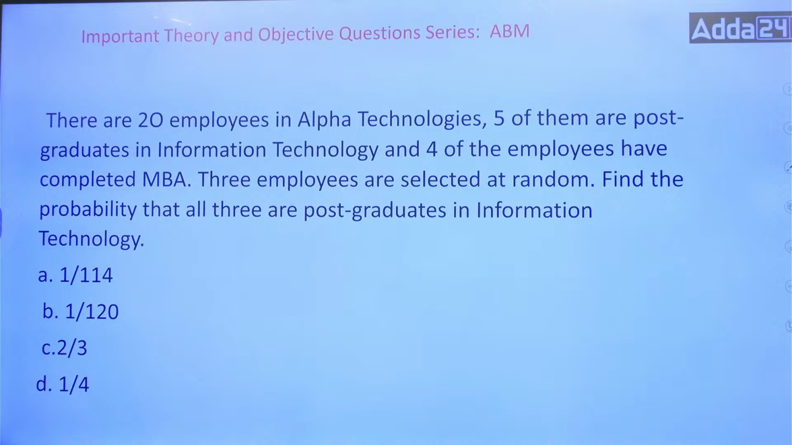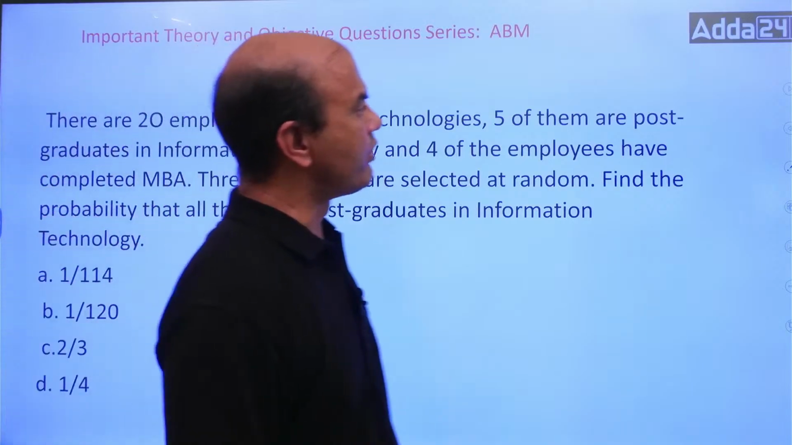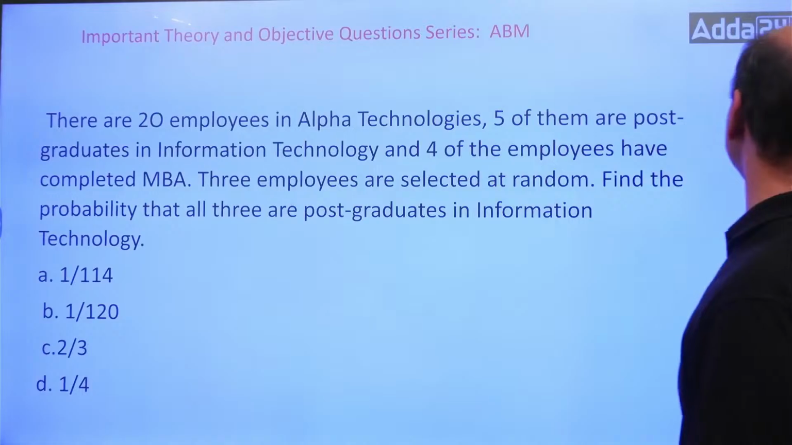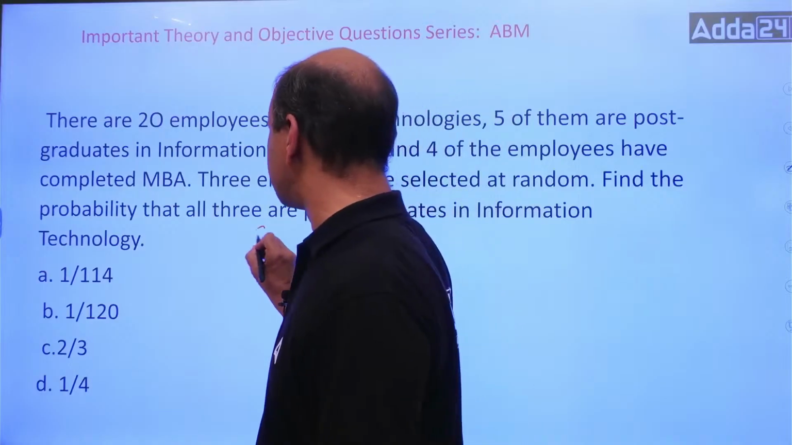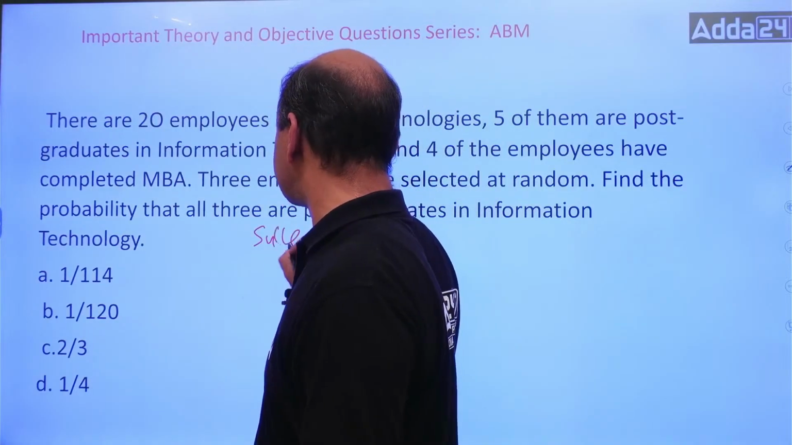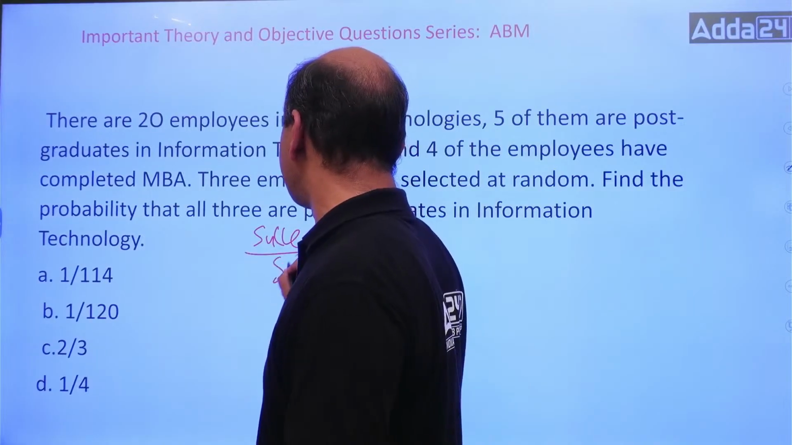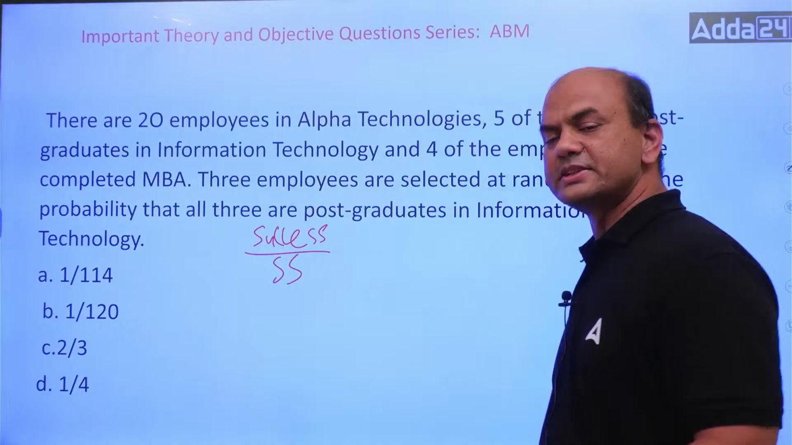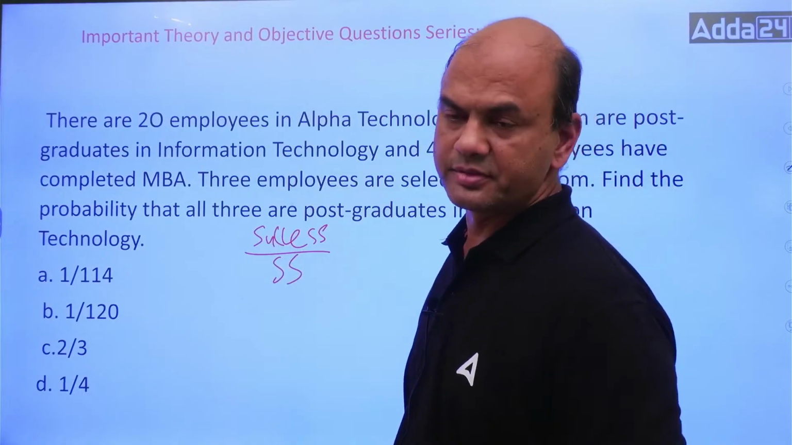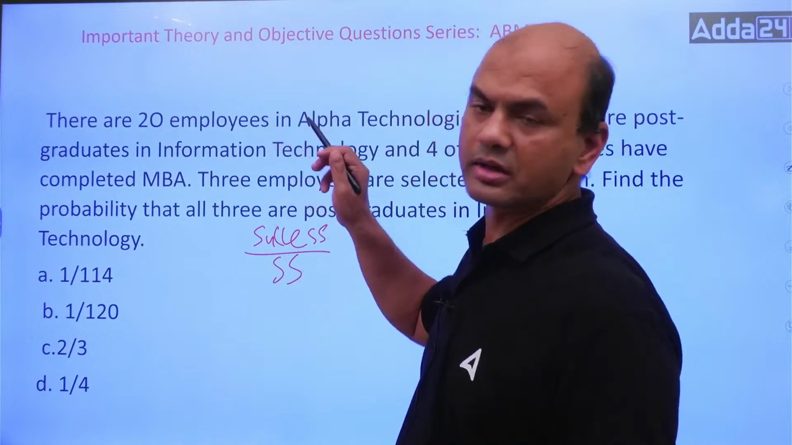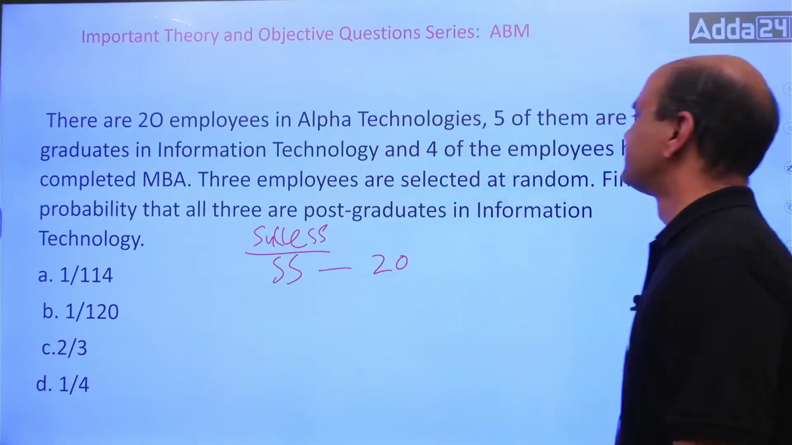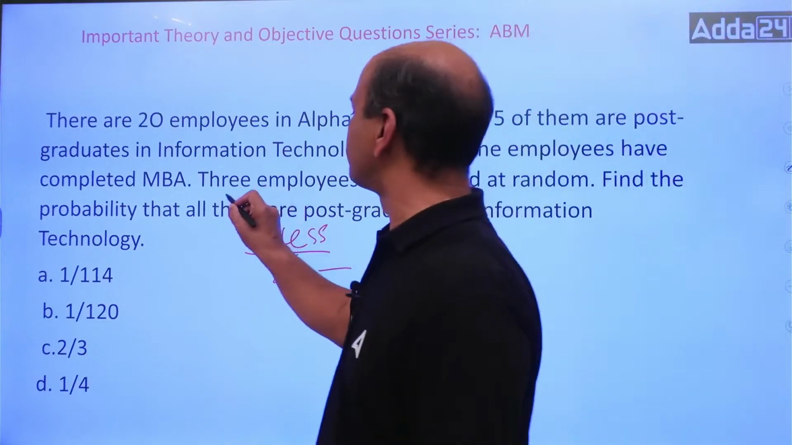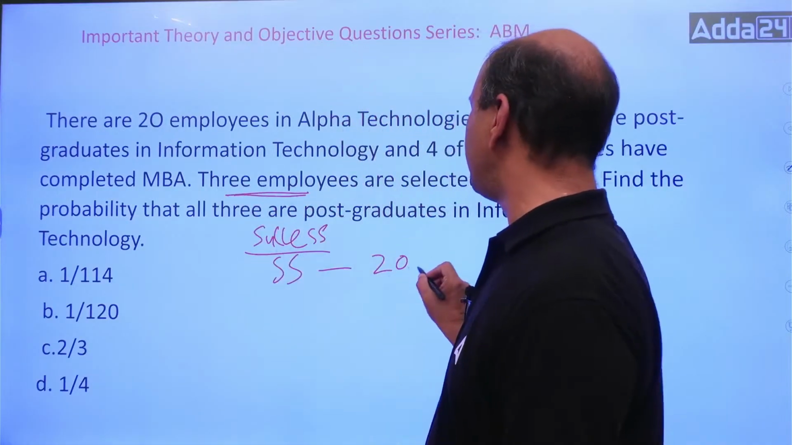So now, first understand what the sample space is. See, the formula for probability, never forget the formula. What is the formula for probability? The formula for probability is success divided by sample space. So now write each one. What is the sample space? Always try to solve the denominator first. Sample space means total, how many employees are there? 20 employees. Out of them, how many you have to select? 3 employees are selected. You have to select 3. So 20C3.